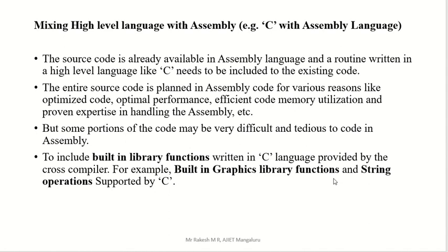And the built-in graphics library function is also there in your C, so we are going to take help of that. And string operations are there in C, so we are going to take that help in the mixing part. So in C we have these three advantages, and in assembly we have its advantages; we are going to take help of both. Both advantages combined together form a perfect code here.